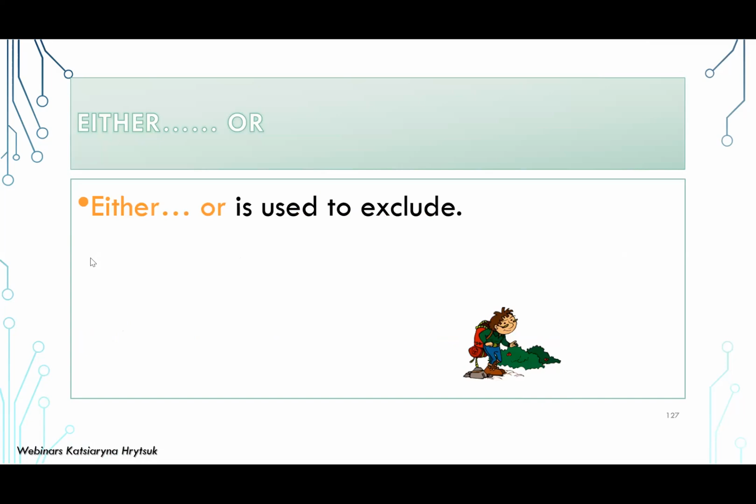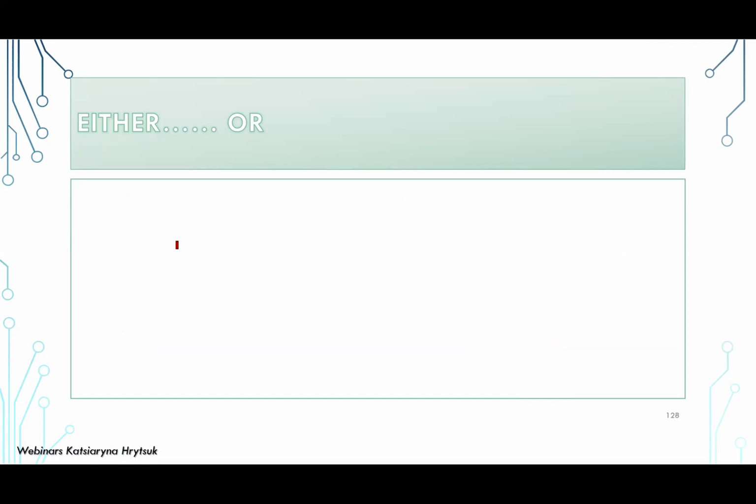Either or is used to choose. We could either go to the beach or to the mountains. They give you this expression, but it's still a choice. Either this or that. I can drink either tea or coffee. It means I don't care. You can give me either one. Okay?